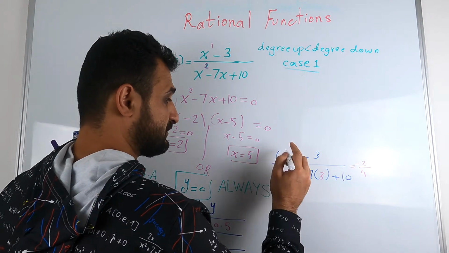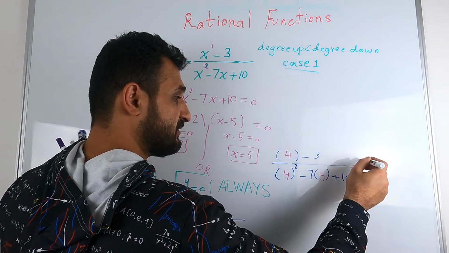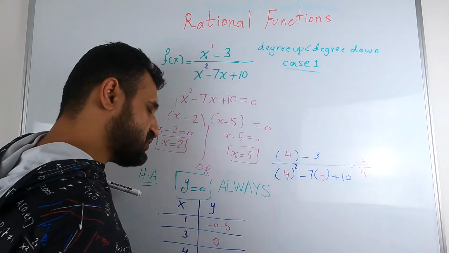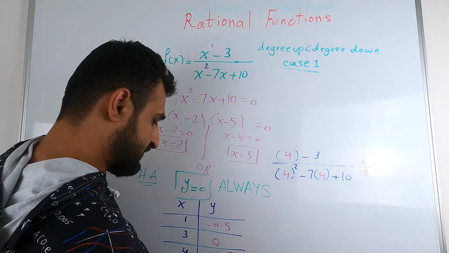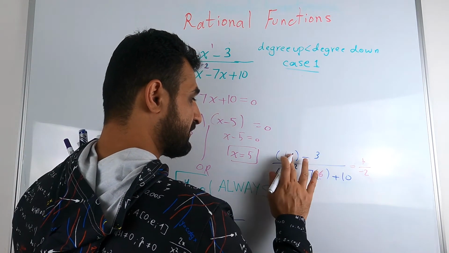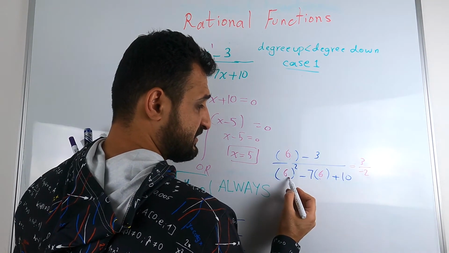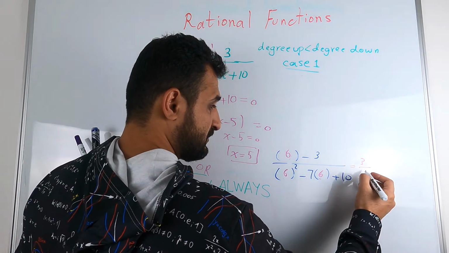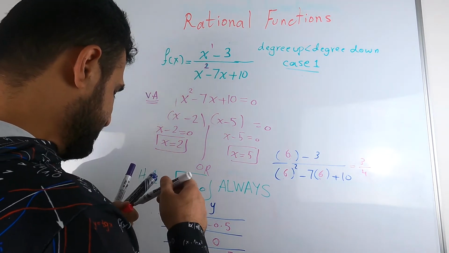Now I'll put 4. 4 minus 3 is 1. 16 plus 10, 26. Minus 28, which is negative 2. So 1 divided by negative 2 is negative 0.5. Now I'll put 6. 6 minus 3 is 3. 36 plus 10, 46. Minus 42, 4. 3 over 4, which is 0.75. Now I'm done with the helping points.